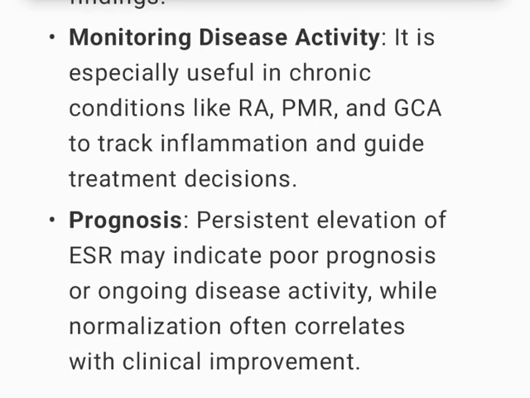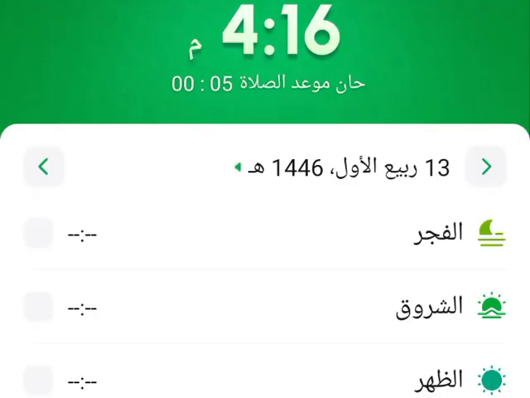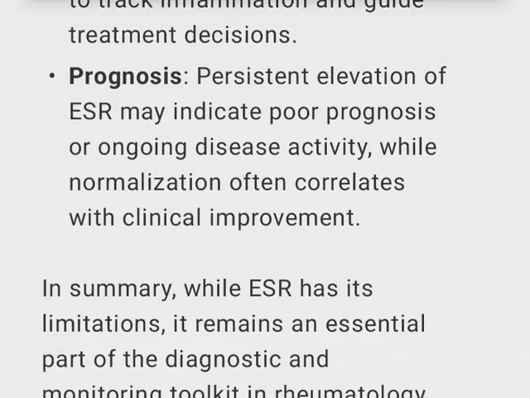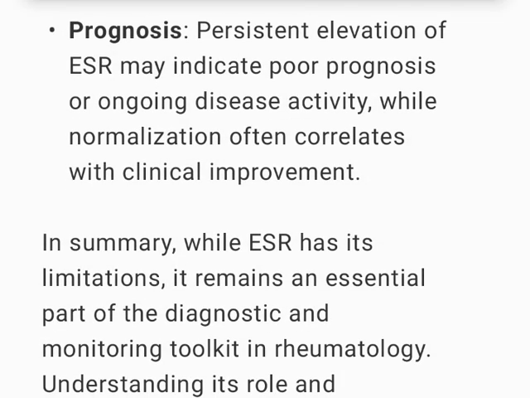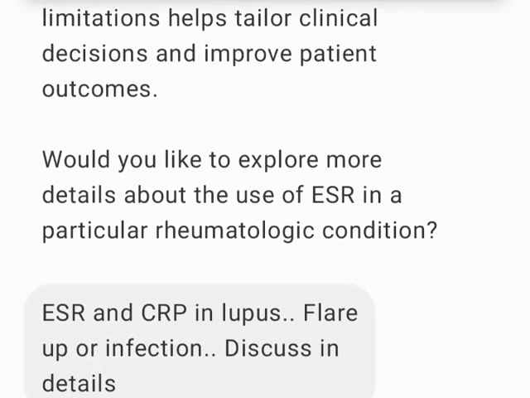Monitoring disease activity: it is especially useful in chronic conditions like RA, PMR, and GCA to track inflammation and guide treatment decisions. Prognosis: persistent elevation of ESR may indicate poor prognosis or ongoing disease activity, while normalization often correlates with clinical improvement. In summary, while ESR has its limitations, it remains an essential part of the diagnostic and monitoring toolkit in rheumatology. Understanding its role and limitations helps tailor clinical decisions and improve patient outcomes.